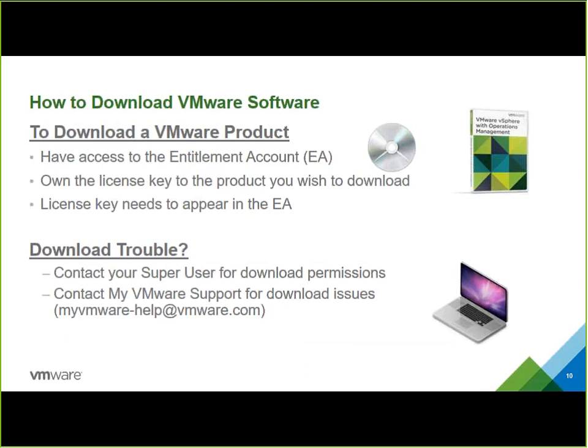To download a VMware product, you will need to have access to the TAP NFR entitlement account, own the license key to the product that you wish to download, and this license key needs to appear in the entitlement account that you are provided access to. If you encounter problems with downloading, please contact your super user and request download permissions to the TAP NFR entitlement account. If you are having trouble downloading the bits in the My VMware portal, please contact the My VMware support team at myvmware-help@vmware.com.